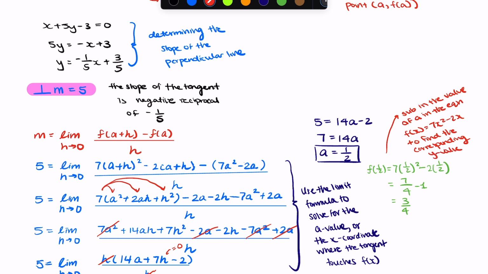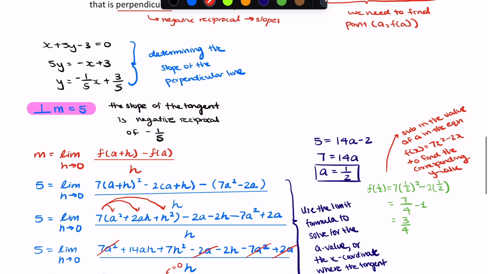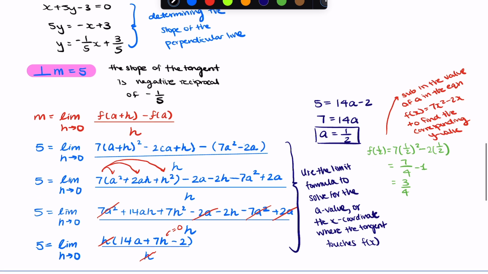Okay, so here we know now that the coordinates of that particular point that we're trying to look at is at 1 over 2 and 3 over 4. Therefore, the coordinates are 1 over 2 and 3 over 4.